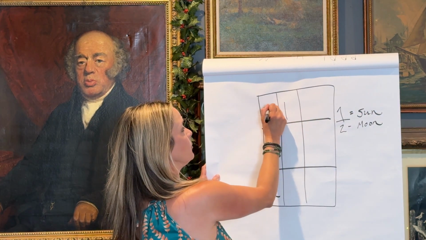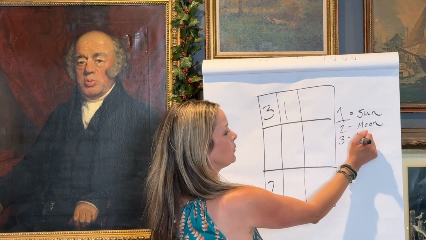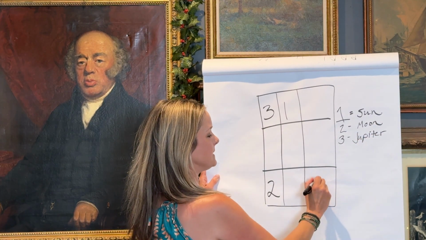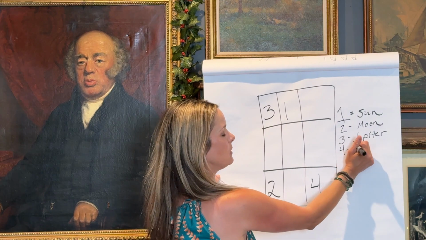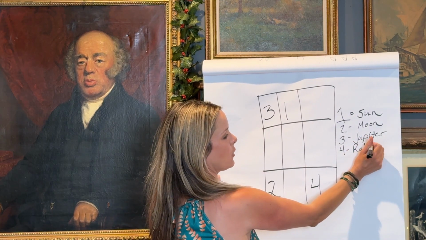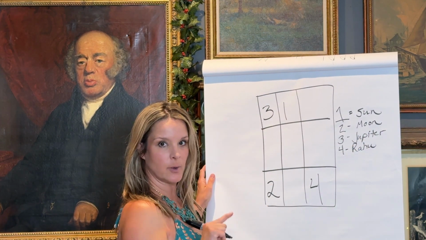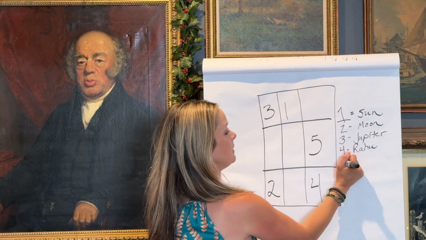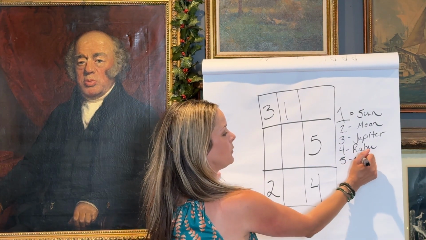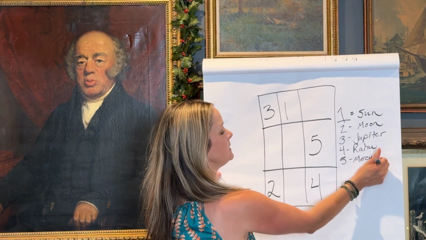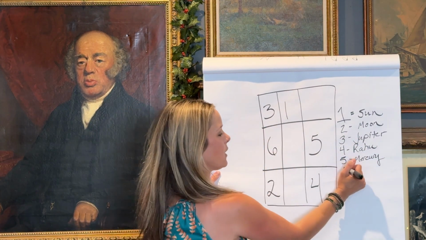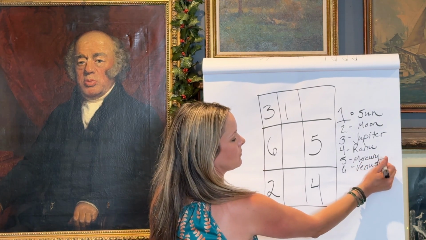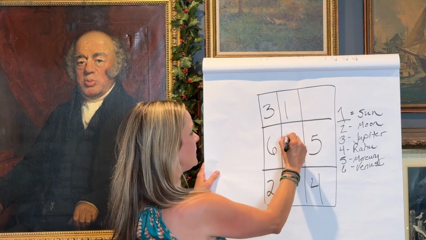The number 3 is Jupiter, Guru. And then number 4 will always be down here, and that is Rahu, which is also known as the north node of the moon within Western astrology. Then 5 is here, which is Mercury or Bud. 6 is Venus. 6 will always go here, Venus. And then 7 will go here.